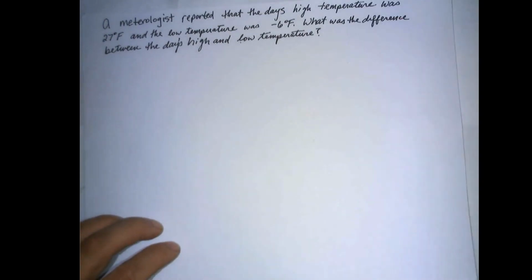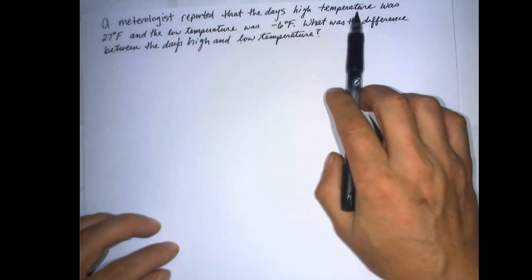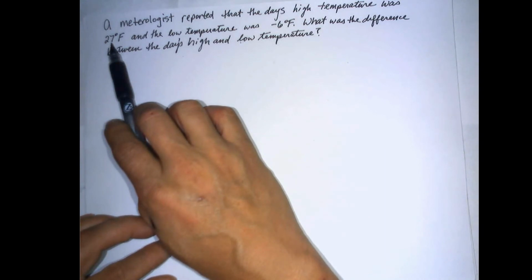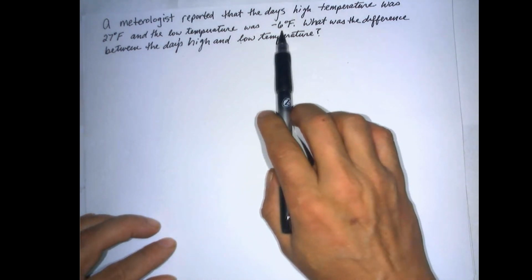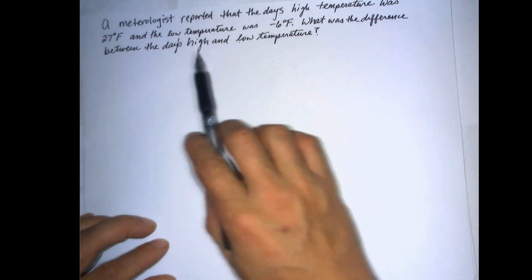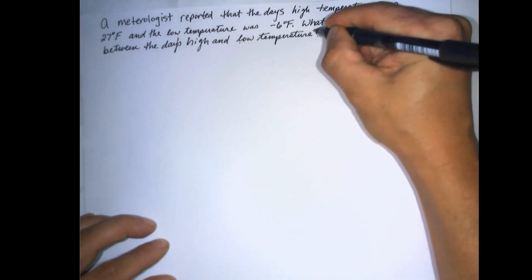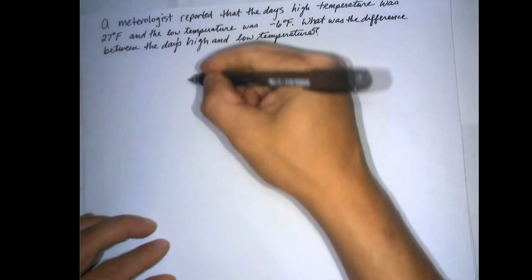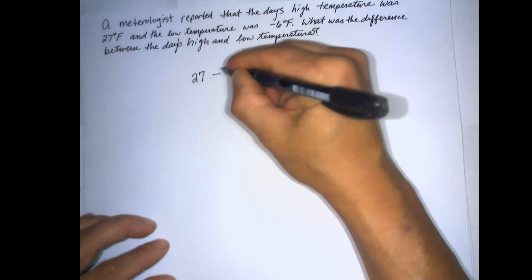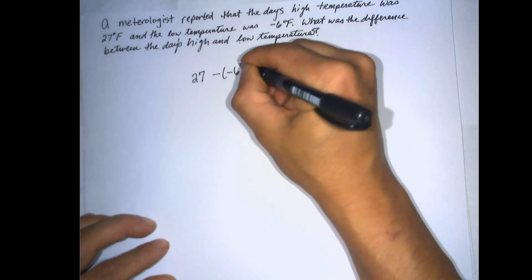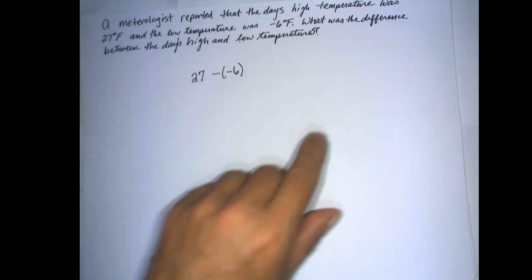A meteorologist reported that the day's high temperature was 27 degrees Fahrenheit and the low temperature was negative 6 degrees Fahrenheit. What was the difference between the day's high and low temperatures? Okay, so the difference means we're going to subtract. So we'll take 27 minus negative 6. So that's the difference of those two.